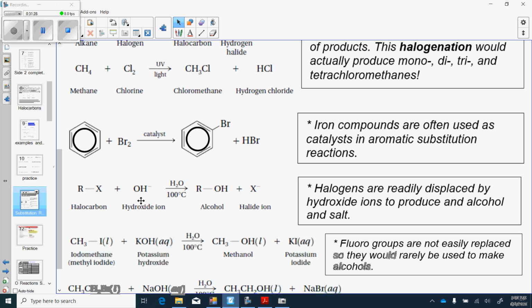Now remember, OH could not come to the beaker by itself. OH is an ion, so it probably brought a buddy with it when it came. So it loses its buddy, and it substitutes in for your halogen, and your halogen substitutes out. Okay, so the OH joins, and the halogen comes out. Halogens are readily displaced by hydroxide ions to produce alcohols and salts. Fluorine is really not too reactive, right? It's not easily replaced. So if you were going to use a halocarbon to make an alcohol, don't use a fluorine halocarbon. You'd use chlorine or bromine.